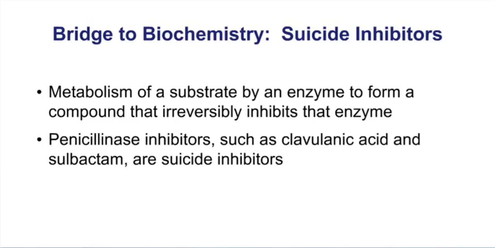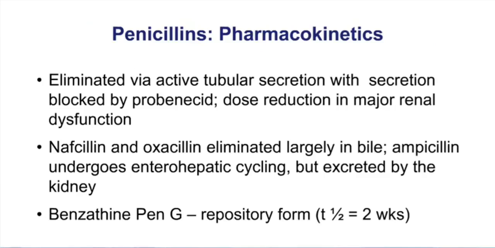Clavulanic acid, sulbactam, and a third drug called tazobactam are all what's called suicide inhibitors, which means they're going to irreversibly inhibit the beta-lactamase enzyme. They have such an effective action on this enzyme that it allows our penicillins to work even against organisms that are producing beta-lactamase.